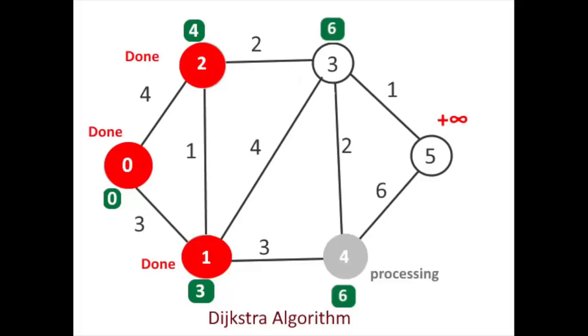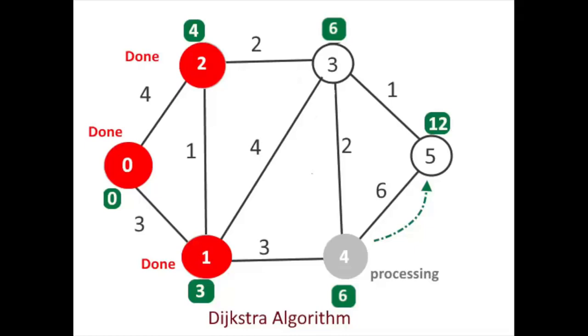For example, we will take out 4. So process this node and update the weight of 5 as well as update the weight of 3. So we are going to update the weight. Till now the weight is 6. 6 plus 2 is 8. Yes, the older weight is less. So 6 will remain the same. Here the weight is 6. For this case, 6 plus 6 is 12, 12 less than infinity. Yes, it is. So that means our final weight for this node is 12.